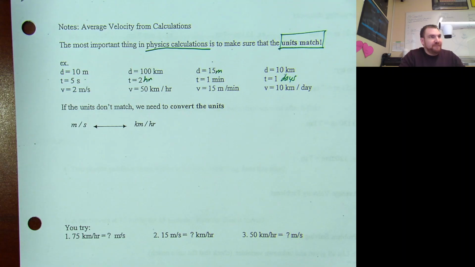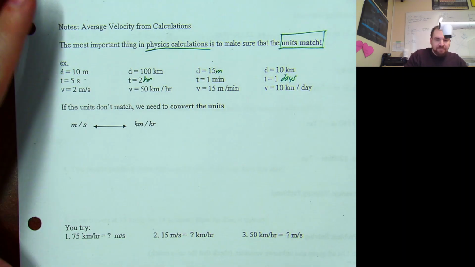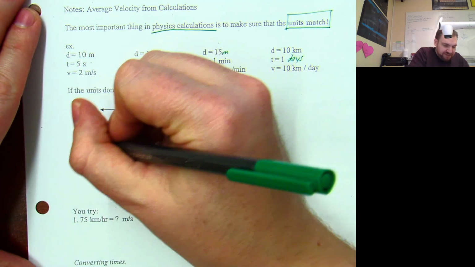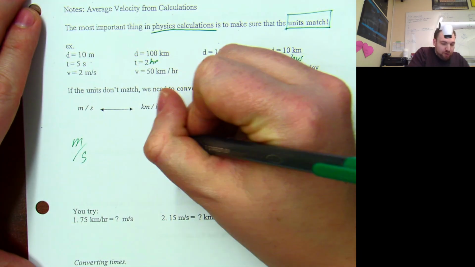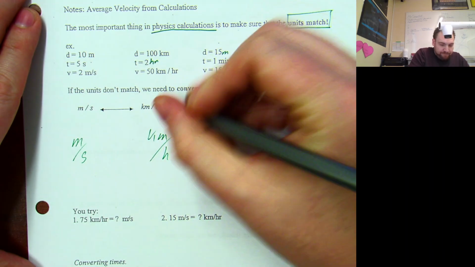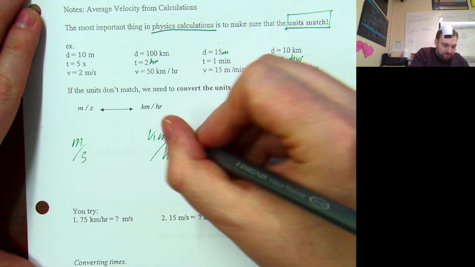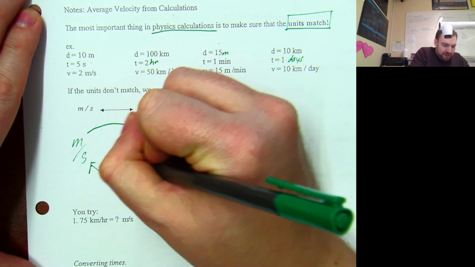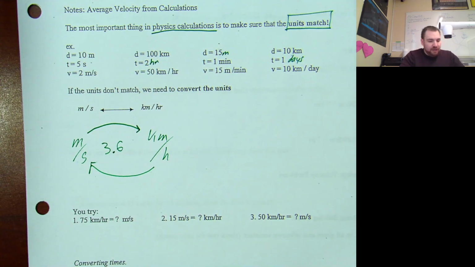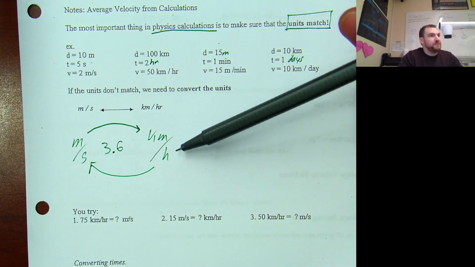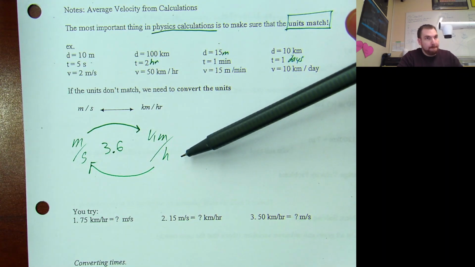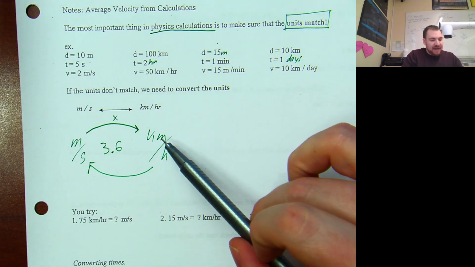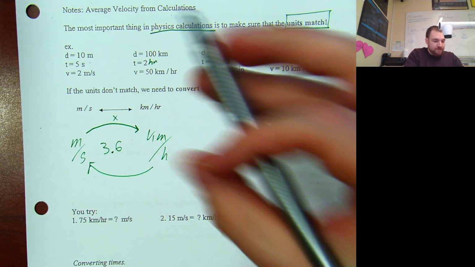If the units don't match, you have to convert, which we've already kind of done. The shorthand conversion from meters per second, I wrote it once. We're going to write it again. The magic number that you need to remember is 3.6. To go from meters per second to kilometers per hour, we multiply. And to go from kilometers per hour to meters per second, we divide.